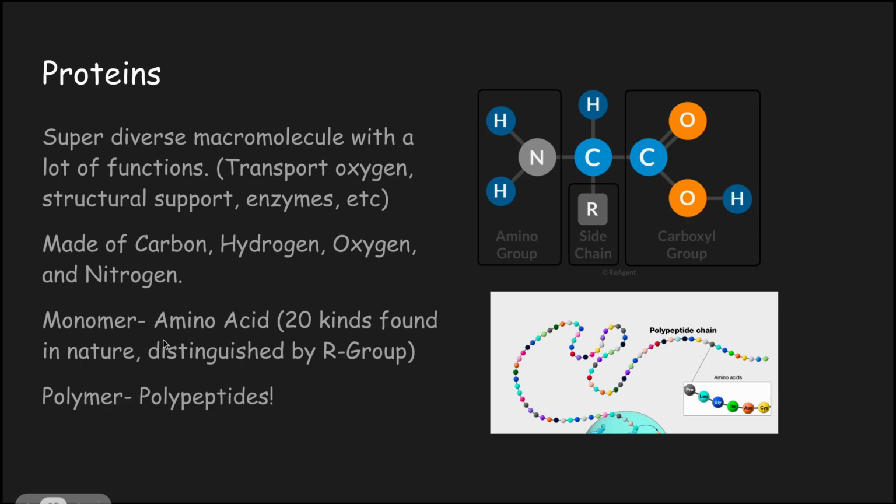Your monomer is going to be your amino acid. There are 20 kinds of amino acids, and they're all distinct by the R chain. If you look at the diagram, you don't need to know the carboxyl group, you don't need to know the amino group, but you need to know the R group. The R group is the distinguishing factor between amino acids, and there are 20 kinds. When you put these amino acids together, you get these little long snake-like chains called polypeptides. Woohoo! They're cute.